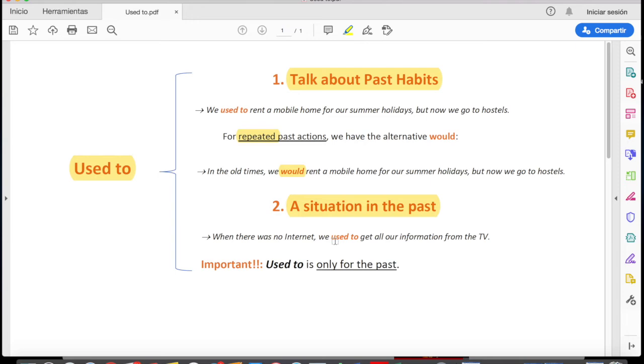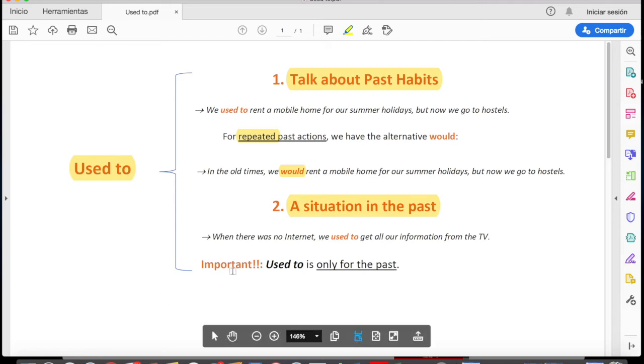We don't say solíamos conseguir toda nuestra información de la tele because it was not a habit. No era un hábito, no era un solíamos hacer algo porque nos apetecía. But it was a situation, era la situación que había, ¿no? Nos tocaba recibir la información de la tele. Okay? All right. Okay. So this is important.